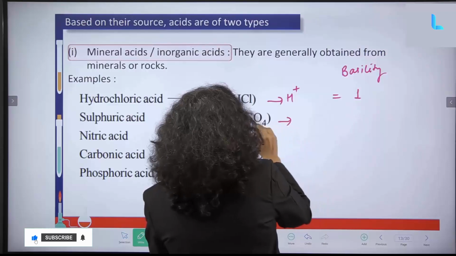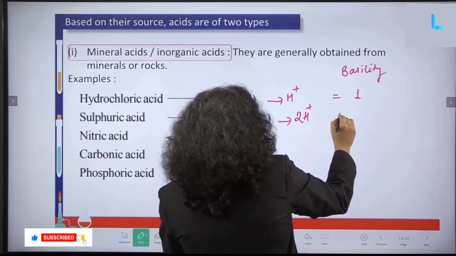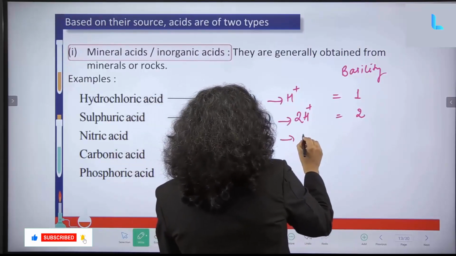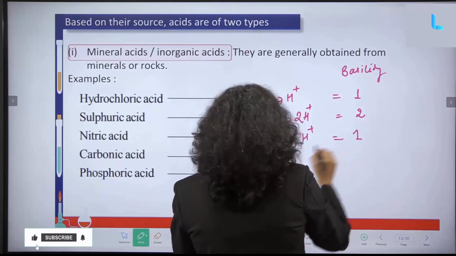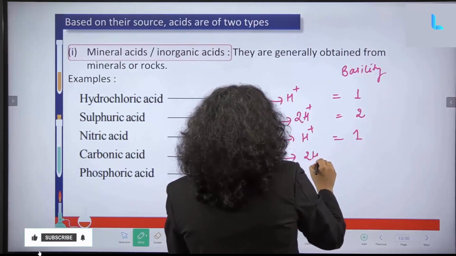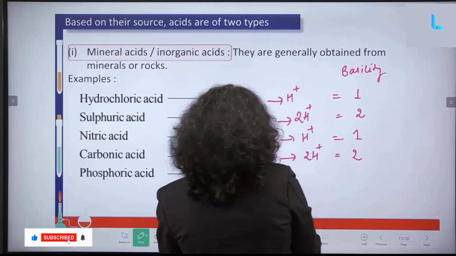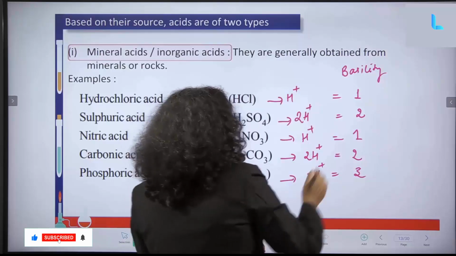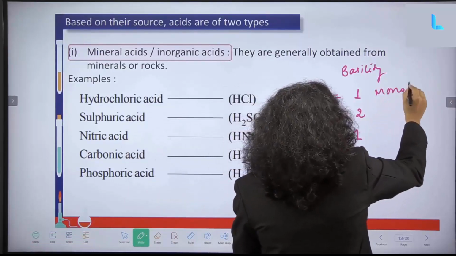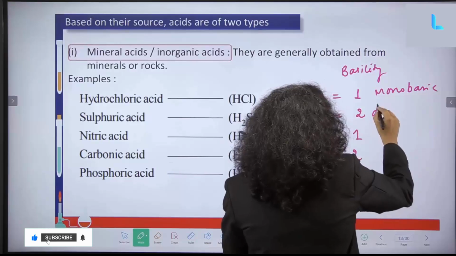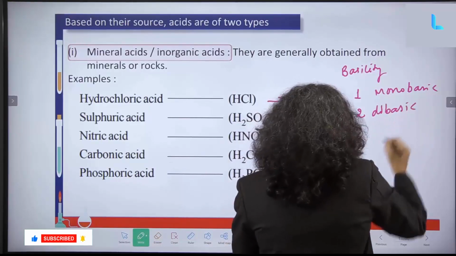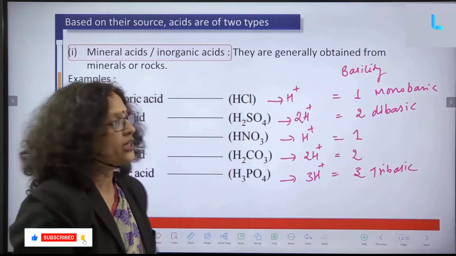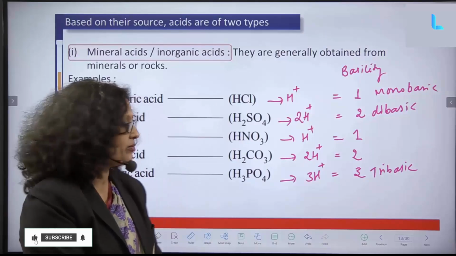Now in this case, how many? 2H plus. So basicity will be 2. Monobasic, dibasic. Here again 1H plus, so it is 1. Here again 2H plus, so here again 2. Here 3H plus, so the basicity will be 3. So what name can we give? We can say this is monobasic, this is dibasic, and this is tribasic. What is basicity? The number of replaceable hydrogen atoms present.